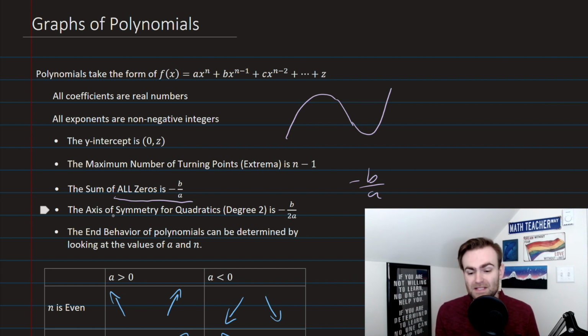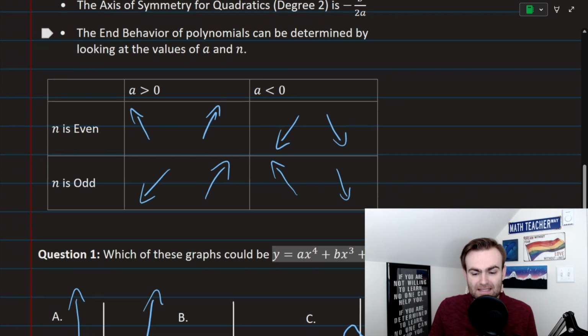We've already talked about this, but the axis of symmetry, the x-coordinate of the vertex, is x equals -b over 2a. And the end behavior of a polynomial, that means where do the arrows go at the end of the graph, is determined by a combination of the degree, the highest exponent, and that term's coefficient. So let's look at that in detail.